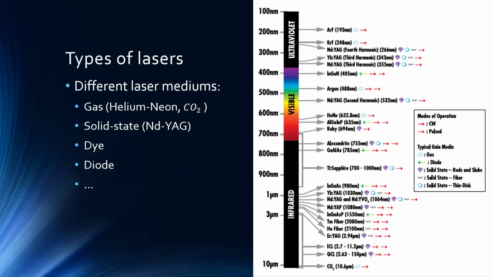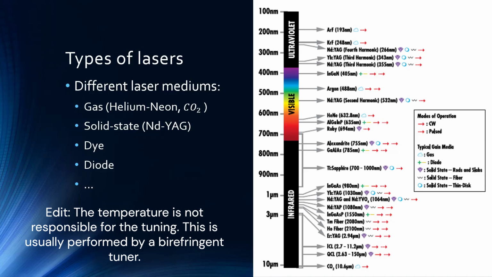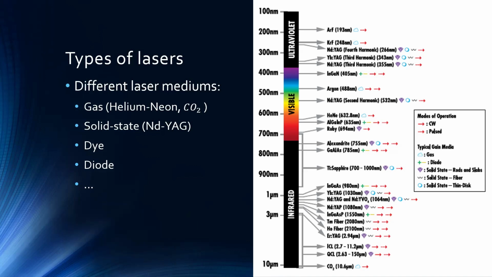And then you can have other mediums such as dye lasers, and diode lasers, which use a p-n junction and generate light that way. And some lasers, like the titanium sapphire one, have a broad spectrum. So this is actually a tunable laser, which is pretty cool. For this laser specifically, you can adjust the temperature, and that makes the laser emit at a different wavelength. So there's all kinds of cool stuff going on with lasers, and this is probably just a small portion of all the ones you can build.